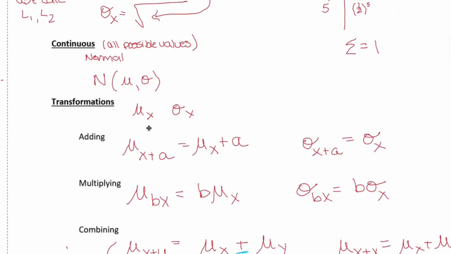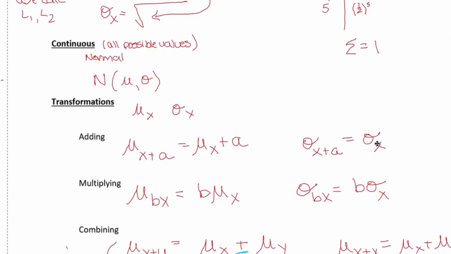And transformations mostly concern the mean and standard deviation. If we're adding a specific value to our mu sub x, then what we do is add that value to our mean. As simple as it is. But adding or subtracting does not impact standard deviation. Keep that in mind. So if we are adding a value, remember that the standard deviation does not change.